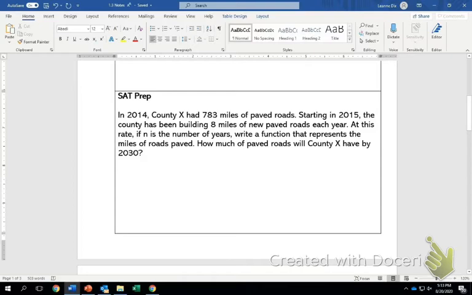This is a linear function. Our 783 right here, that is going to be our starting point, or our y-intercept, which is b. Then 8 below that is going to be our slope, or our m. We can take the b and the m and plug them into our slope-intercept form and get y equals 8x plus 783. And that is going to be our first answer, our equation.